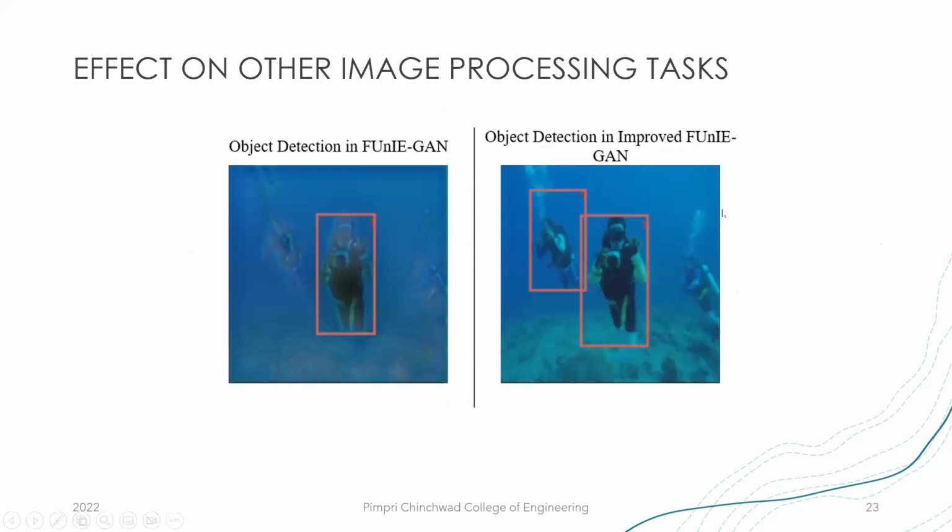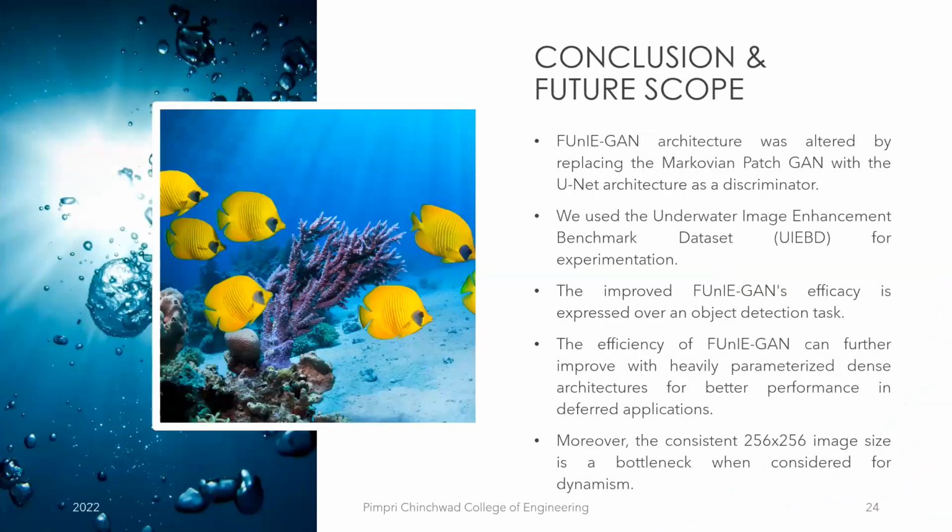To add on this functionality, we also try to have another application check on our enhanced images, which is the object detection application. So if you see the image, this is the enhanced image that is being generated by the FUNIE-GAN, and there's just one person being detected here, whereas the enhanced image from our improved GAN has detected 2 of the 3 people who are present here. So that is the effect of the improvement of this particular GAN.